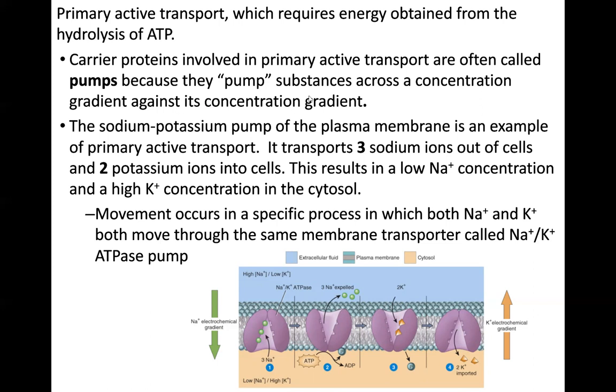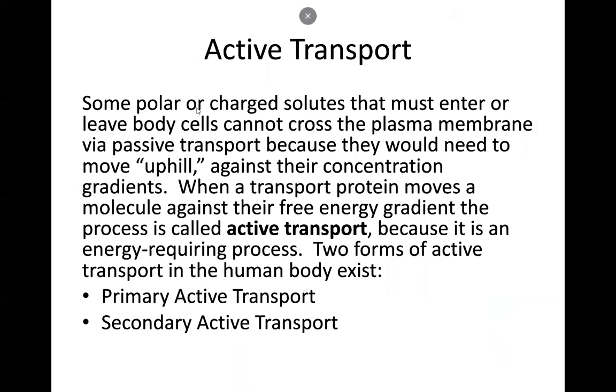Just cross off across a concentration gradient. It should read because they pump substances against its concentration gradient. That would make a lot more sense. Sorry about that. Okay. So anytime you hear me say pump or something's being pumped, you know we're talking active transport. So we're going from low to high and we're requiring ATP.